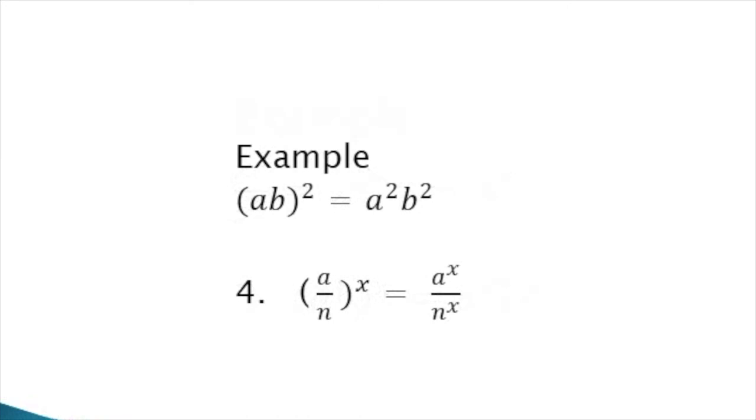Example: if we have a and b in a bracket raised to the power 2, we are going to have a to the power 2, b to the power 2.